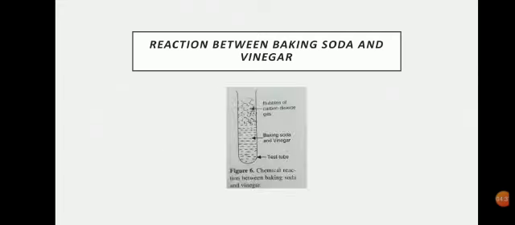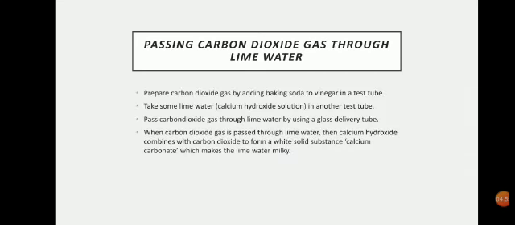Now let's see. Before that, here you can see a picture of a test tube. In this test tube there is a reaction between baking soda and vinegar, and immediately you will find bubbles forming above. These bubbles are nothing but bubbles of carbon dioxide gas. Now let's see what other reaction we can carry out by using the same kind of reaction.